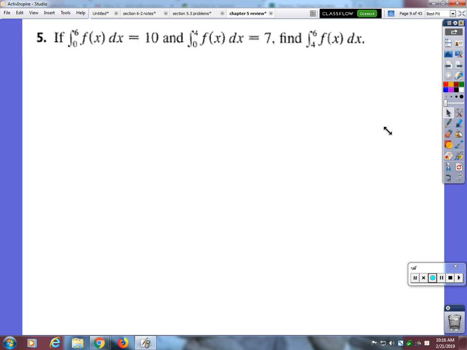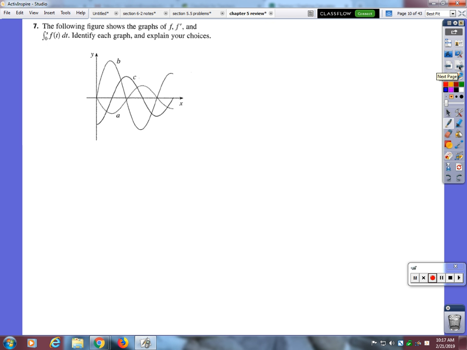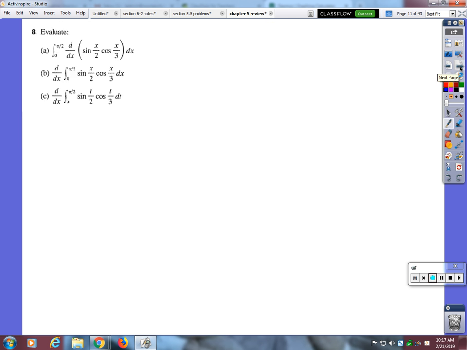Oh, this is such an easy test. You guys are going to do so great on this. If the integral from 0 to 6 is 10, and the integral from 0 to 4 is 7, what is it from 4 to 6? It's got to be 3, because these two pieces have to add up to the full piece. But do you understand why the answer is 3, instead of just remembering that it's 3?